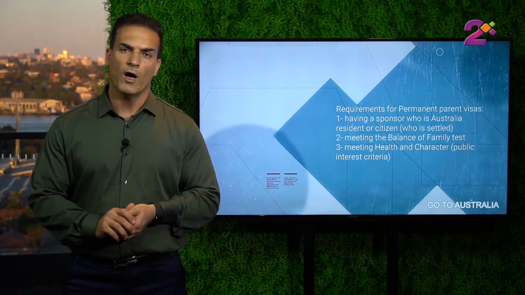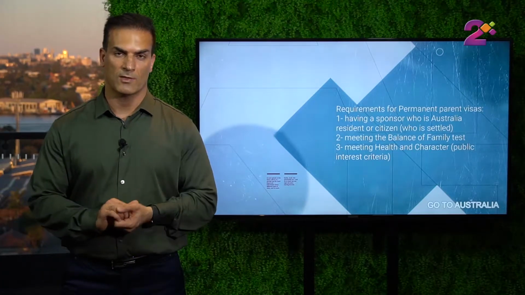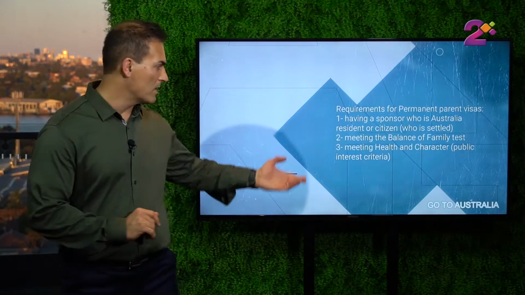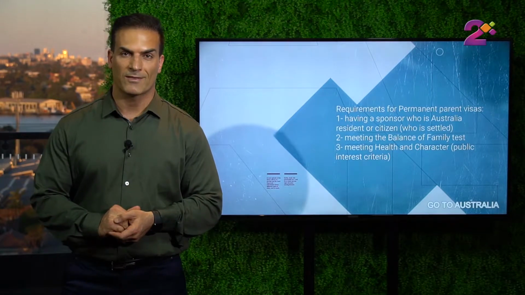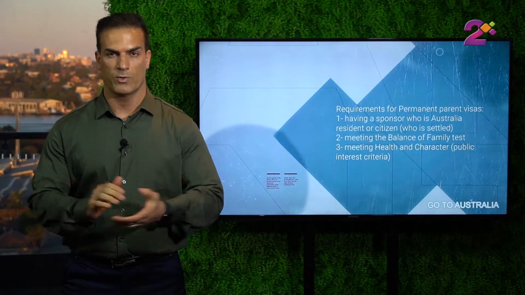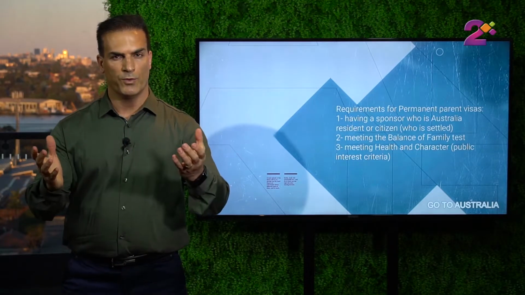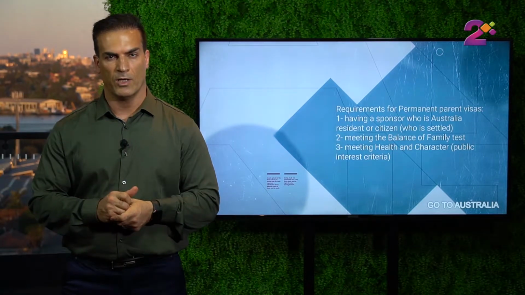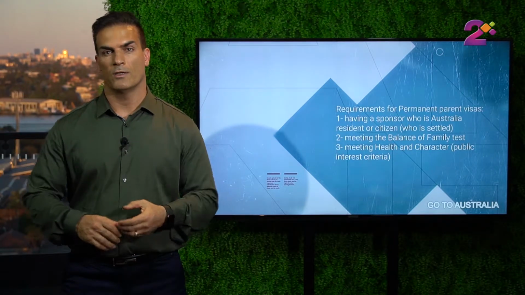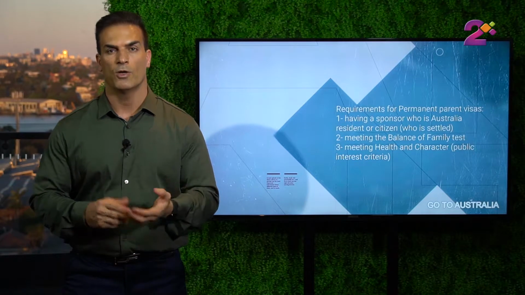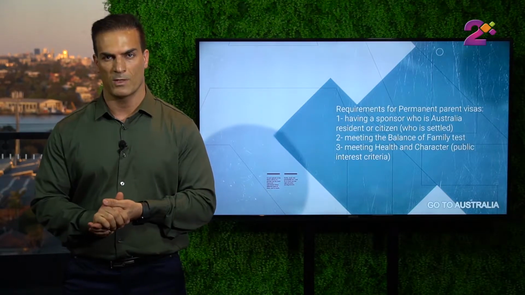And the final criterion for parents to get Australian permanent residency is to meet the health and character criteria, which is also called public interest criteria. So if you meet these criteria, you can apply for either contributory parent visas or non-contributory parent visas, which we'll talk about. So what are non-contributory parent visas?